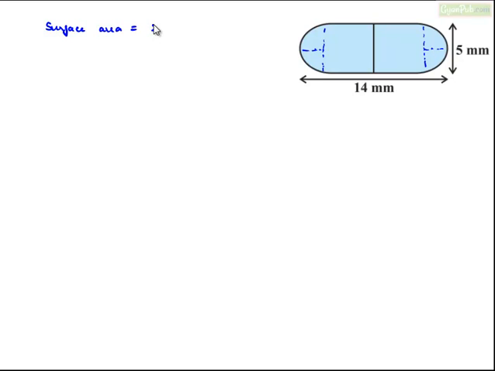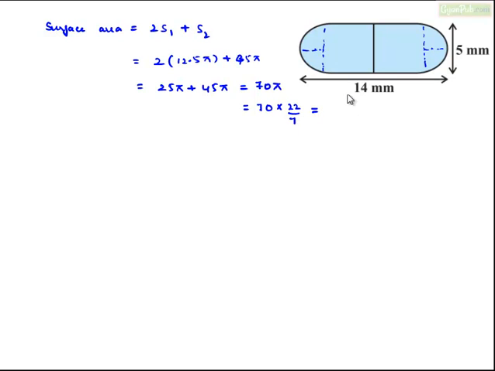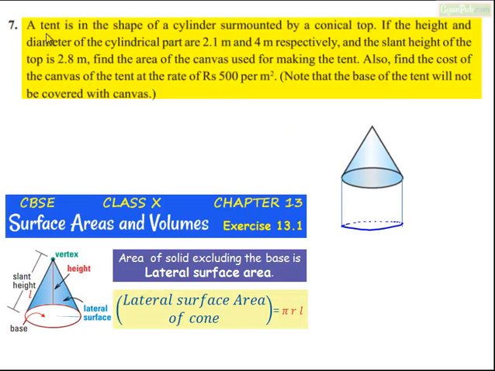Therefore now we get the total surface area equal to 2 times S1, that is 2 times the surface area of a hemisphere, plus S2, the surface area of the cylinder, which is 2 times 12.5 pi plus 45 pi, that is 25 pi plus 45 pi, which is 70 pi, that is 70 times 22 by 7. Here 7 goes in 70 10 times, and 10 times 22 is 220 centimeter square. That's the solution. Now coming to the 7th question.